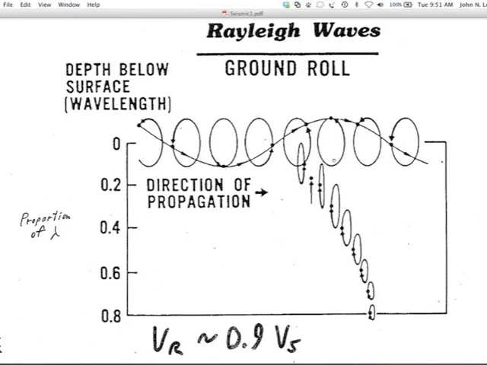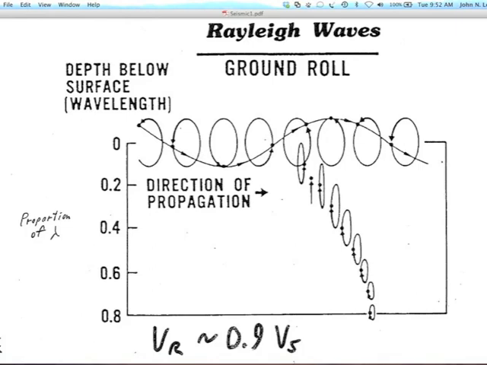Now, we're not talking about ocean waves anymore. We're talking about Rayleigh waves. If the material has a shear velocity value, which is going to be maybe half of the P velocity, then the Rayleigh wave propagates at a velocity that's a little bit slower, 90% of the shear wave velocity.